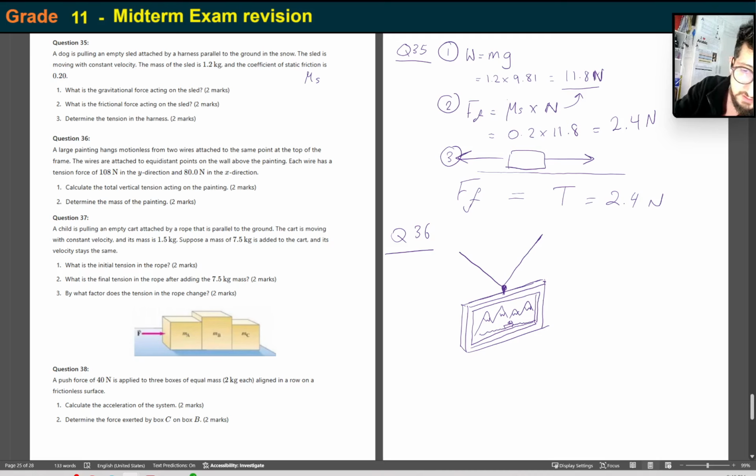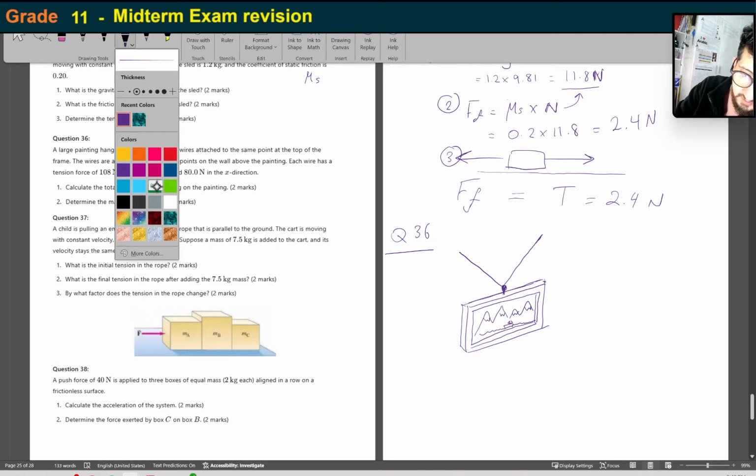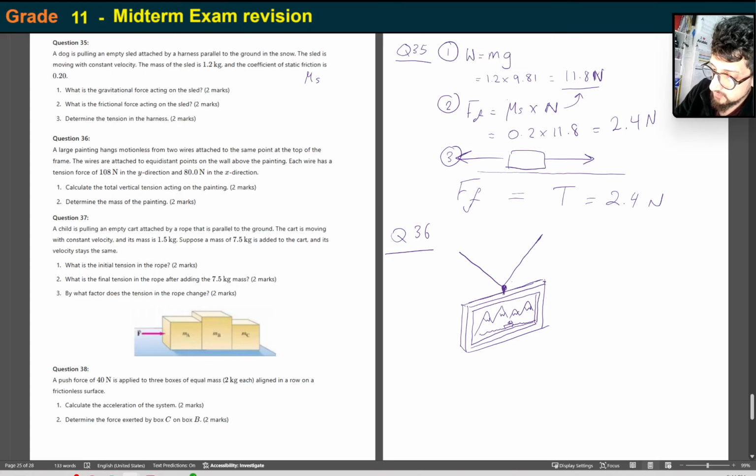At this stage, I would like to change the color, and we're going to go with, let's try green. So what they're saying is in the x direction, there is 80 newtons, you see, 80 in the x. And in the y direction, there is about 108 newtons worth of tension. They haven't told us the overall tension in the rope, but you can work it out if you want to. The question doesn't ask for it.